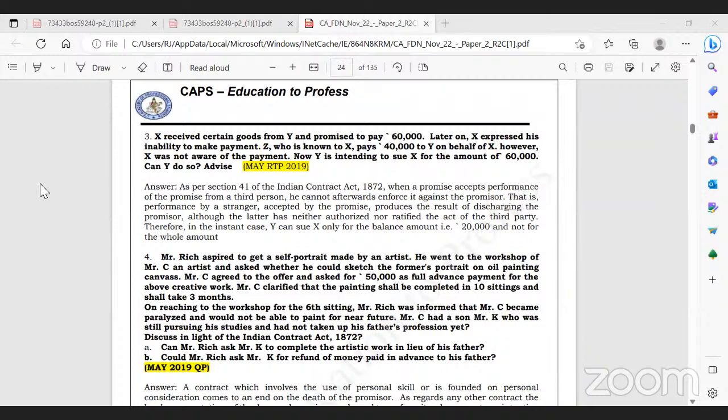Who can perform a contract? We had done this, right? Remember, promisers, joint promisers, third party. So refer to that. I'm not telling you the sections here, but it doesn't mean you won't write the sections. If you can remember the sections, please write the section numbers.